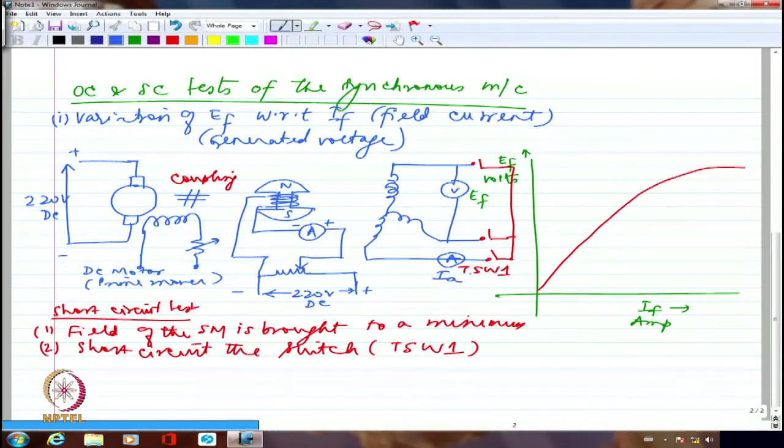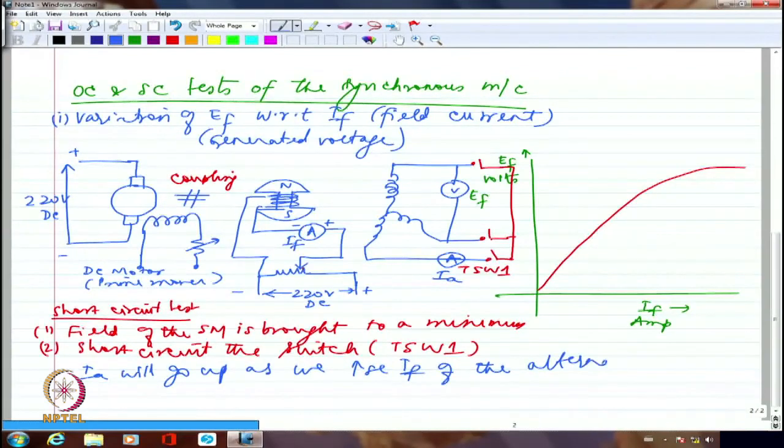If I may call this IA, this IF, IA will go up as we increase IF of the alternator or synchronous machine. I hope you understand this. I am running this still at 1500 RPM. If I increase IF, I'm going to increase the generated voltage. If I increase the generated voltage, clearly this current will go up. So I don't want that current to go up beyond whatever is the rated value. So if I know the rated value, I have to make sure that the current is limited to the rated value, nothing more than that.